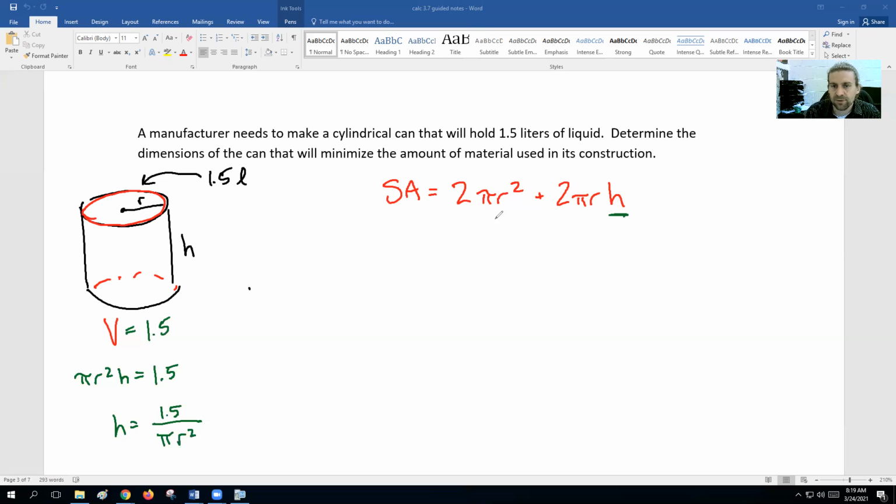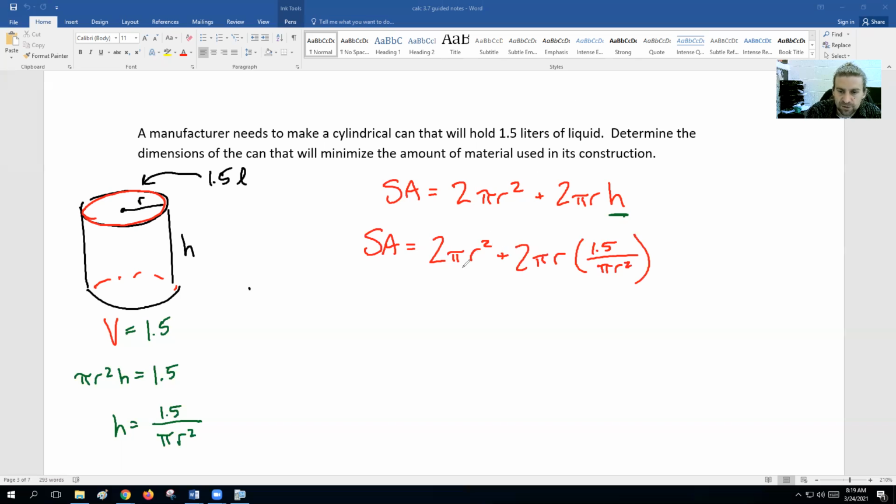So you can see every problem is going through, okay, set up the problem that you want to minimize or maximize. We want to minimize this problem here. We look to see that there's multiple variables, and when there are multiple variables, we isolate one of them using the constraint. So we want to isolate this h here, so we use our constraint to find another version of that. So h was equal to 1.5 over pi r squared. Now we rewrite the equation: 2 pi r squared plus 2 pi r times 1.5 over pi r squared.